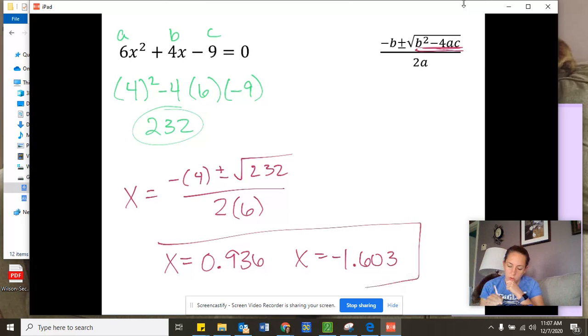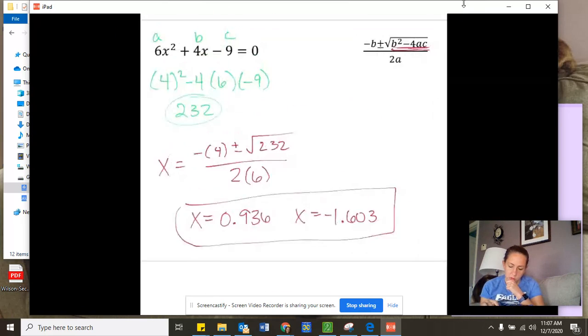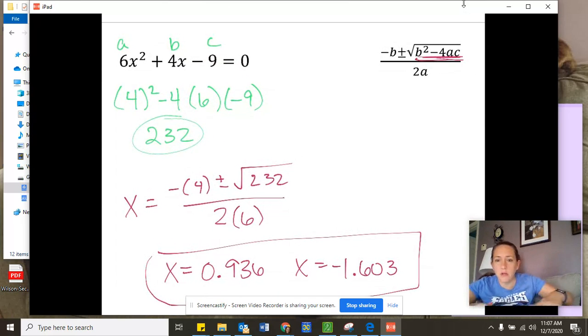Okay. So there you go. That's it. All right. That's quadratic formula. We will do more examples in the live meet. Sorry, that first example was kind of weird.